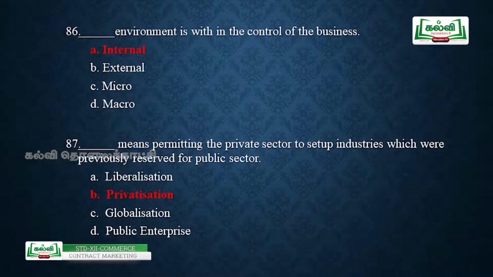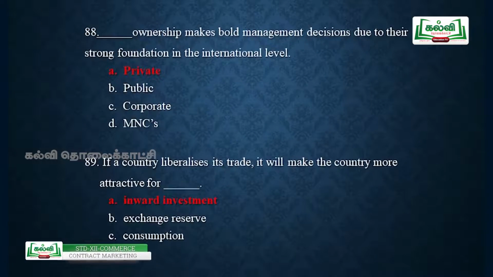Then privatization, assigning some of the public sector companies to the private hands. Then globalization, we all know it means free trade. Then public enterprises which deals with the government. So, the exact answer for this, permitting the private sector to set up industries which were previously reserved for public sector, is option B, privatization. Then next one, question number 88.